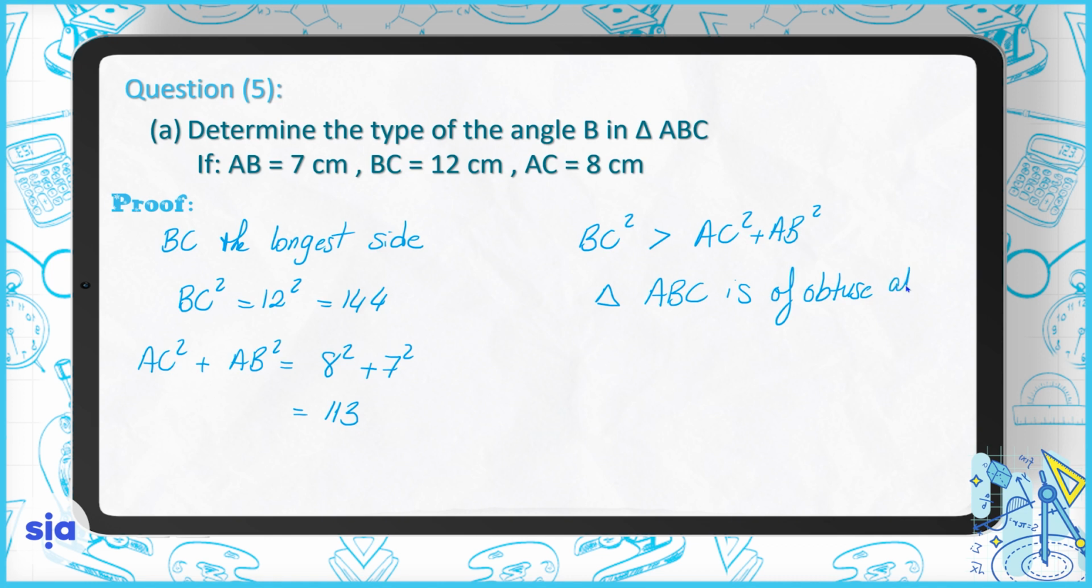at angle A. If the question here is asking us to find the type of angle B, the obtuse triangle has one obtuse angle and the other two angles are acute angles. So angle B is an acute angle.